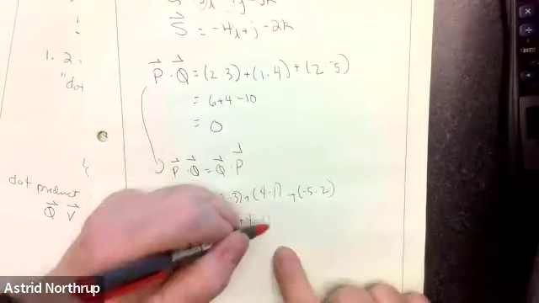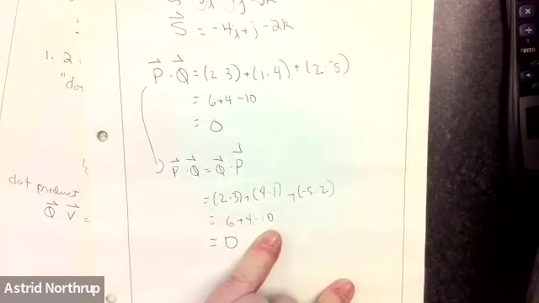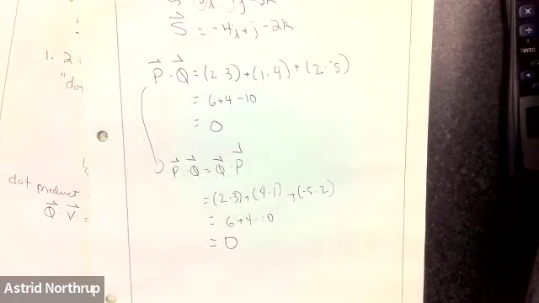which still equals 0. This is very important because a dot product is commutative, but a cross product, which we're going to do in a minute, is not commutative. They're not the same. So we'll talk a little bit about that in just a moment.